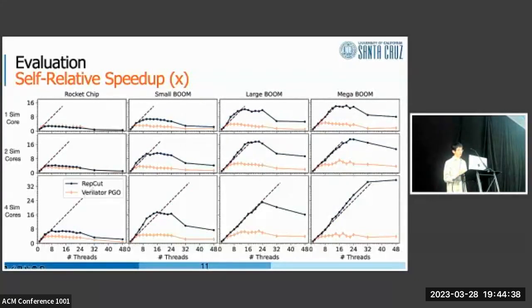It's not hard for us to observe that for smaller designs like single core Rocket Chip, RepCut has similar speedup compared with Replicator. However, as design size increases, RepCut quickly outperforms Replicator with the PGO and achieves linear or superlinear parallel speedup. The red line here is the linear line. Replicator's PGO provides minor performance improvement, as there are a few gigantic partitions that prevent Replicator from getting any performance benefits from PGO data.